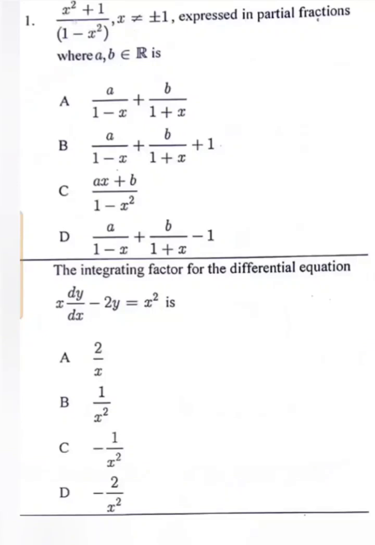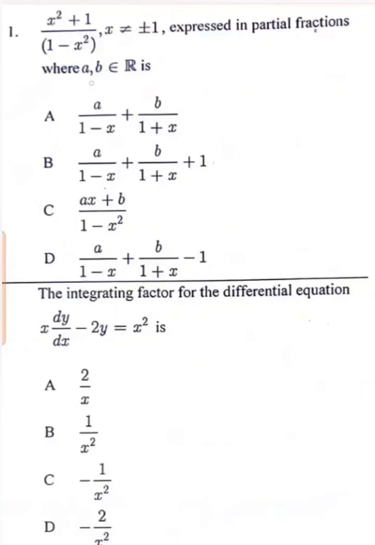Okay, in the first question, we have x squared plus 1 all over 1 minus x squared, where x is different from plus or minus 1, expressed in partial fractions, where a, comma b belong to the set of real numbers is, and we have these options. So generally, this is a rational function with the degrees of x at the numerator and denominator the same. We have x squared at the numerator and negative x squared at the denominator.